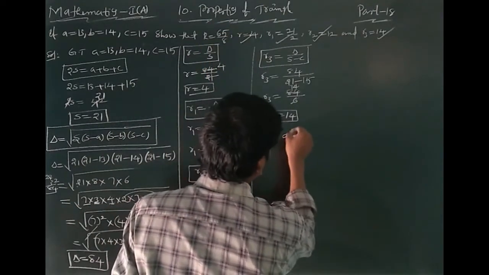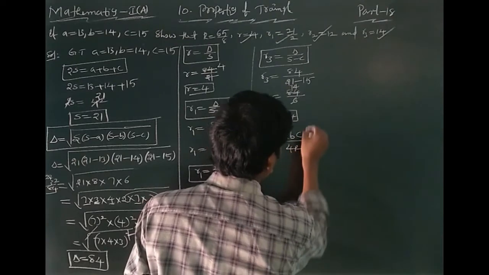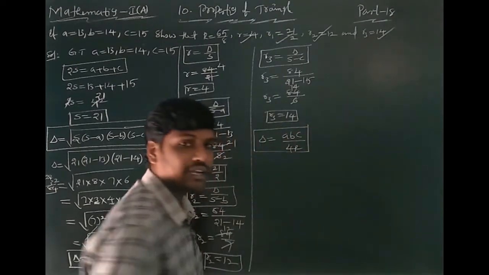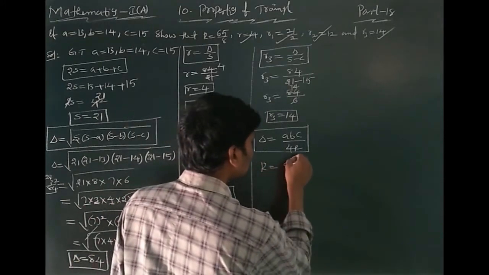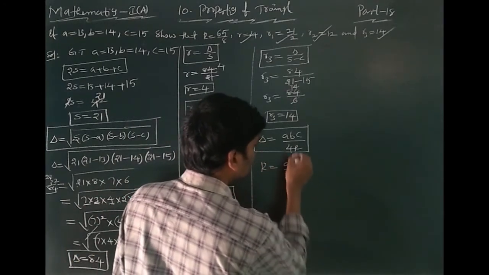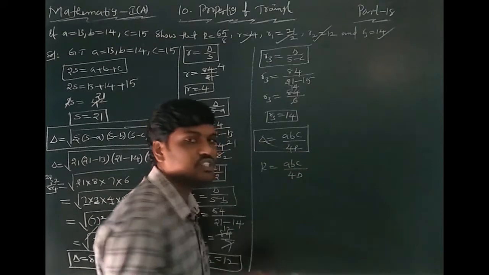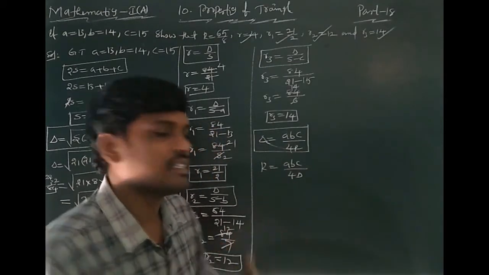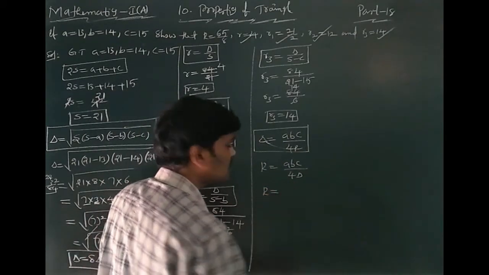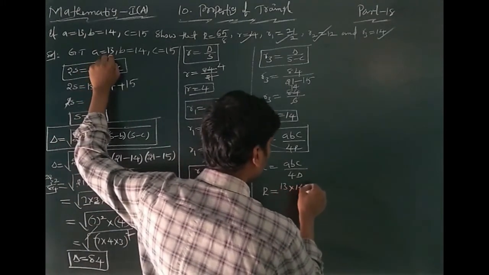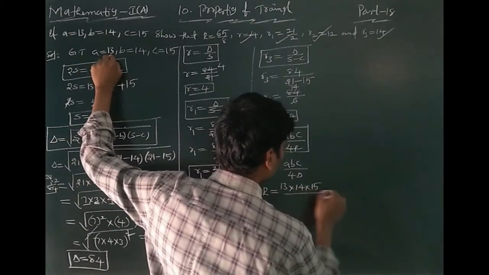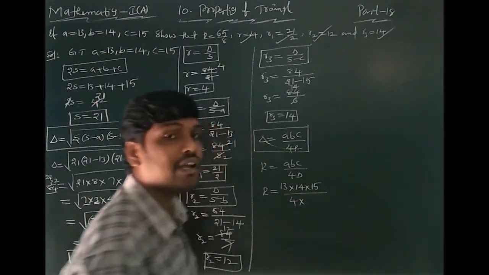Here, delta equals abc by 4R is our formula, the area of the triangle formula. This is one more formula. In this formula, R equals abc by 4 delta. Just interchange R and delta. That's why small r equals abc by 4 delta. A value is 13, b value is 14, c value is 15, divided by 4 into delta value.